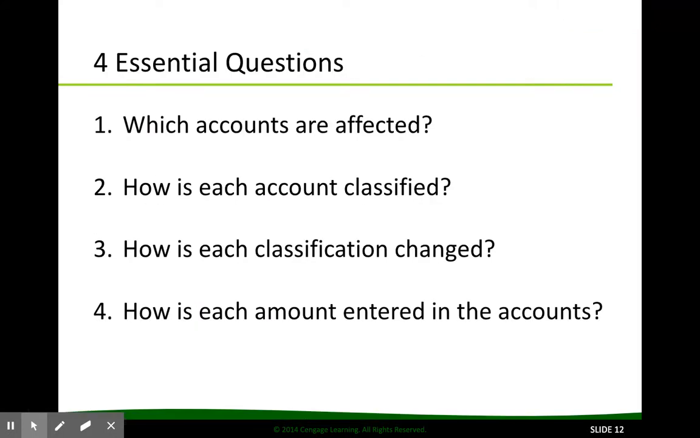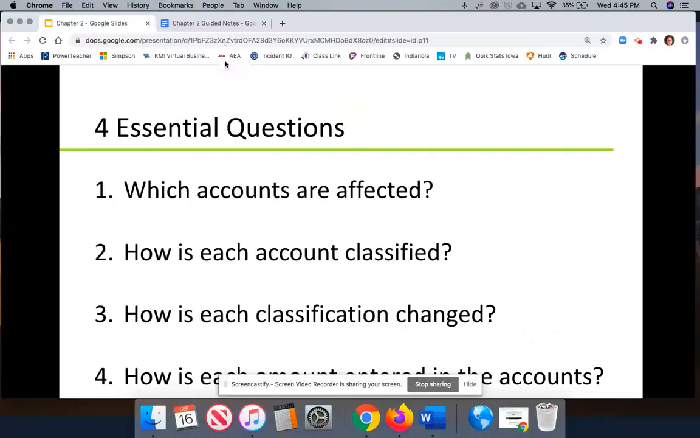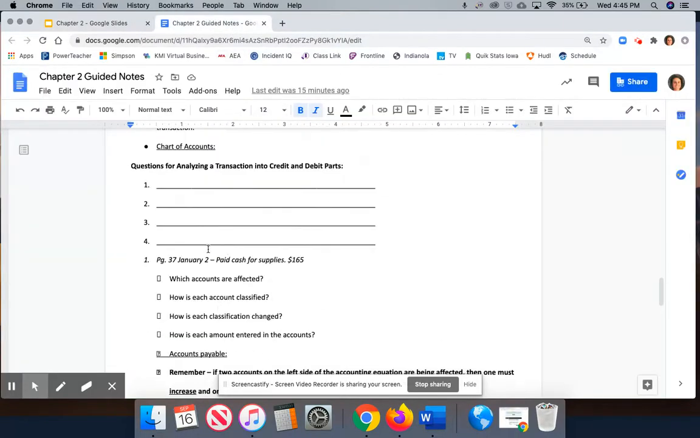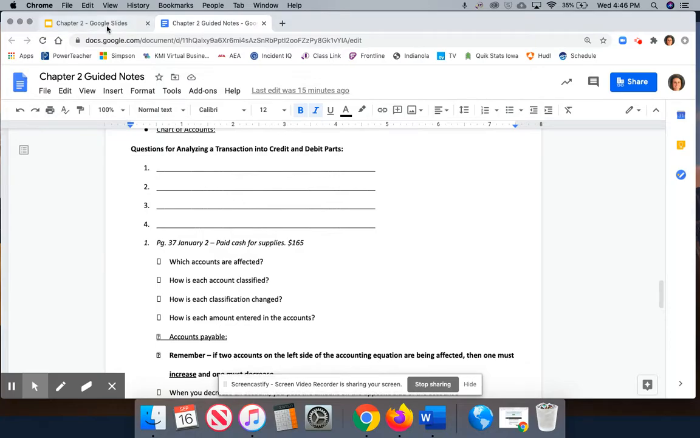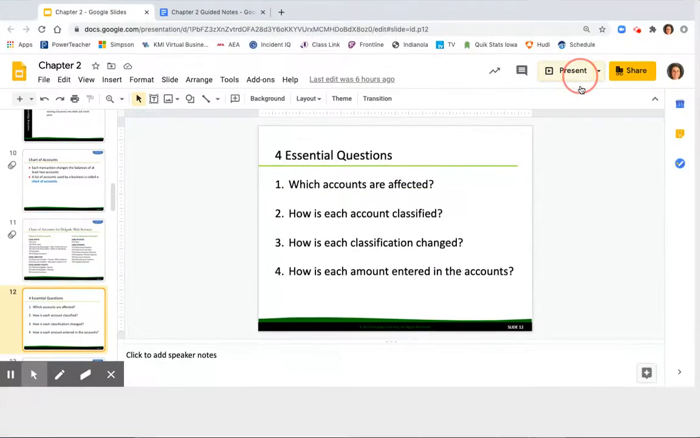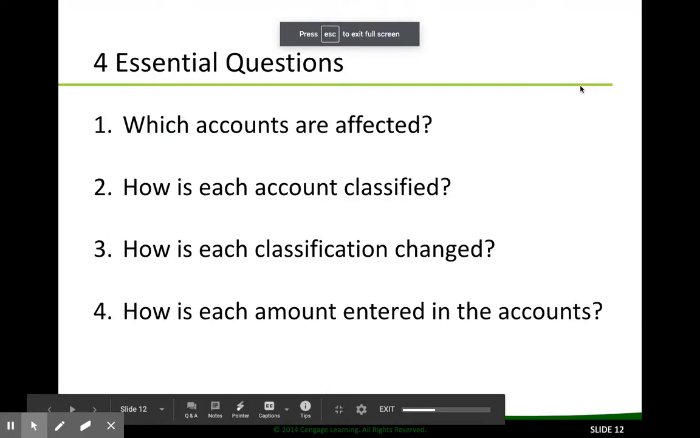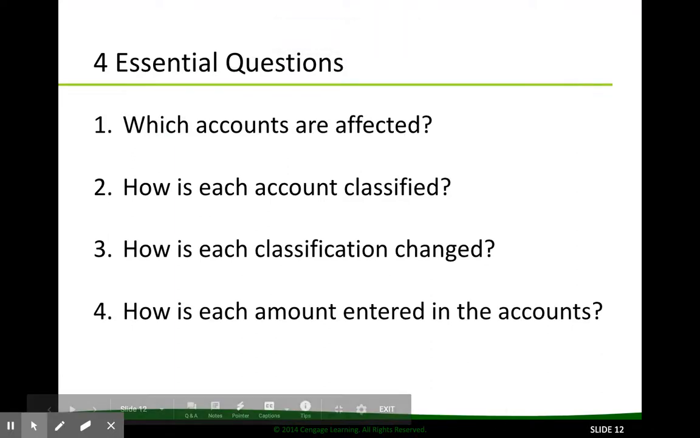Now we're going to get into our 4 essential questions. You should pause this video and fill in these 4 essential questions in your note guide. These questions are really, really important. It's the steps that we're going to take as we go through every single transaction. At first, we'll have to go step by step. Step 1, which accounts are affected? Step 2, how is each account classified? Eventually, it'll just become second nature. You'll start going through those steps without even having to think about it. So get those written down, because that will be a very good guide as we go through the transactions this chapter and every chapter moving forward.